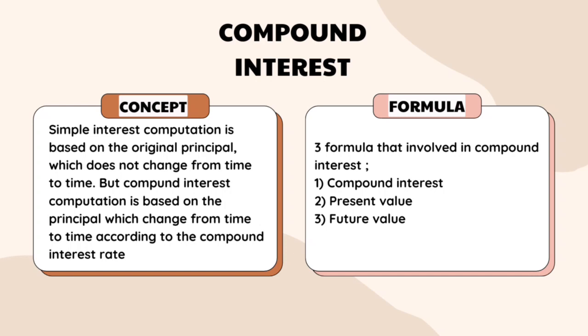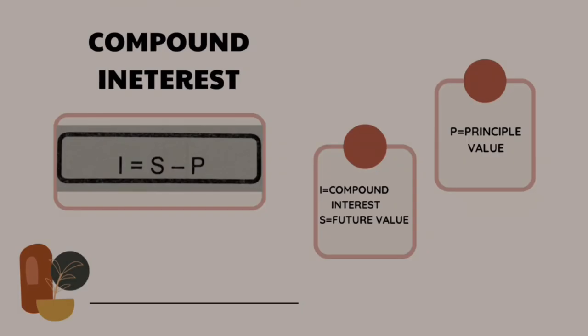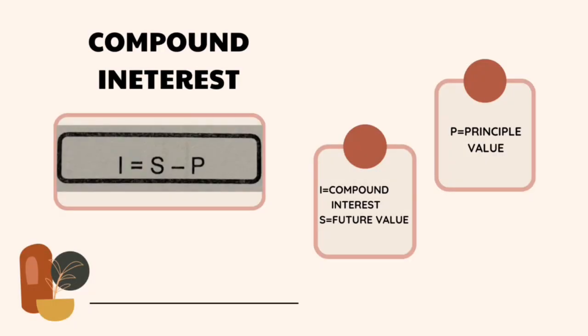1. Compound interest, which is I. 2. Present value, which is P. 3. Future value, which is S. So the formula of compound interest is I equals to S minus P, where I is compound interest, S is future value, P is principal value.